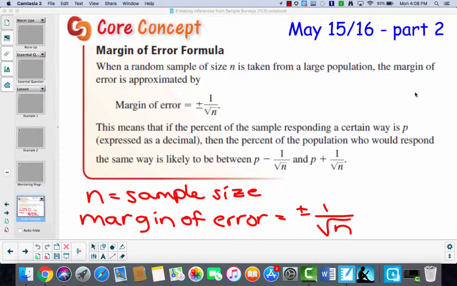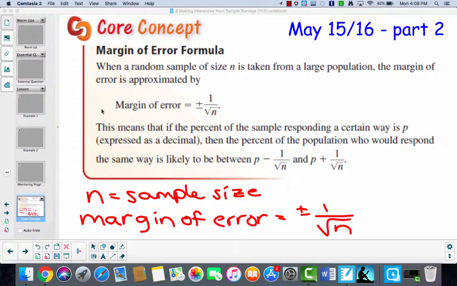Okay, this is the second part of today's lesson, and we're only going to talk about margin of error. Margin of error is given as plus or minus 1 over the square root of n. And we can use this to create an interval of how accurate we think the results might be.